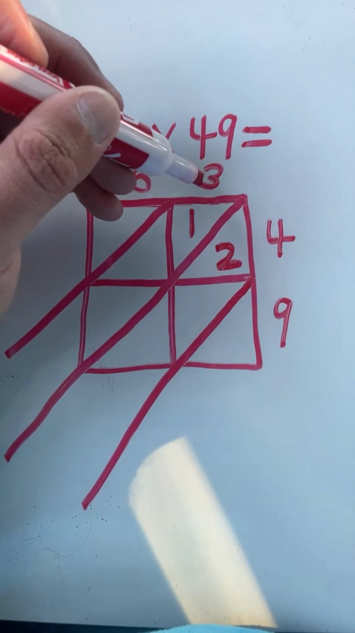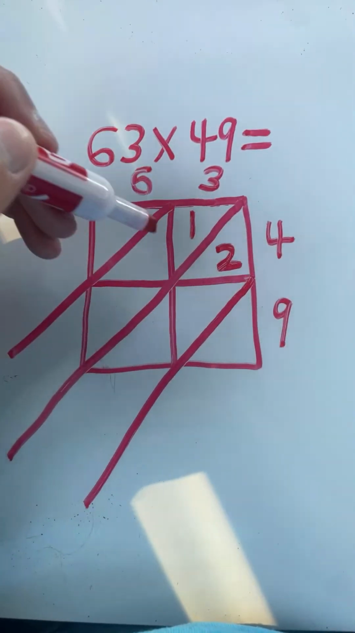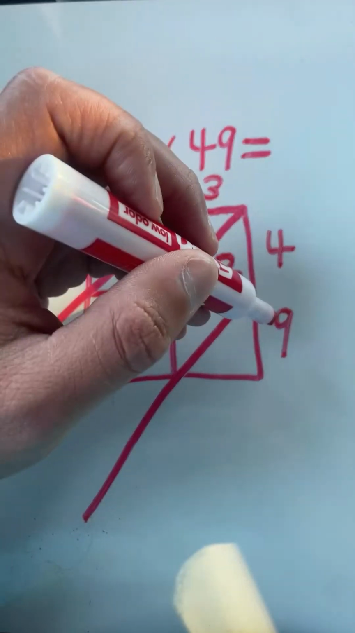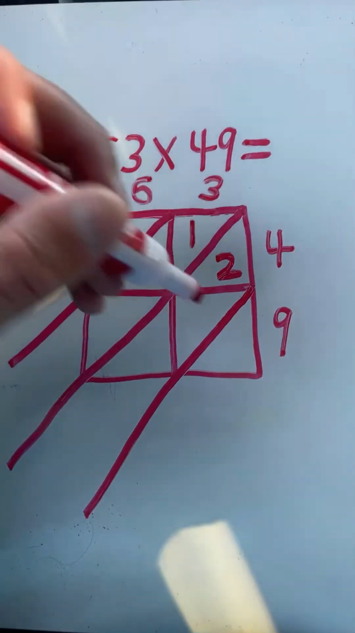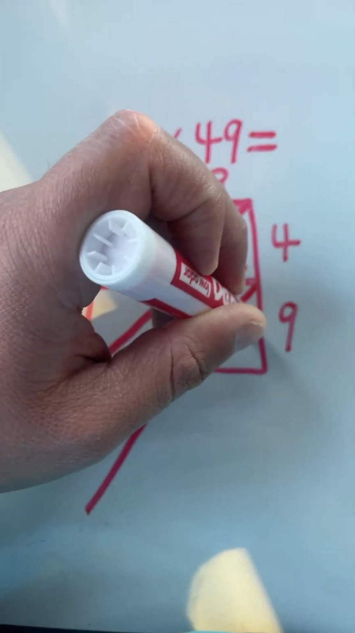Next, we're going to multiply 3 times 9. The answer to 3 times 9 is going to go in this square. 3 times 9 equals 27. So we're going to put a 2 in the top triangle and a 7 in the bottom triangle.